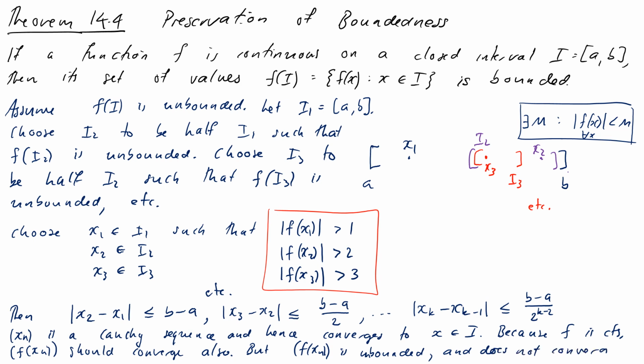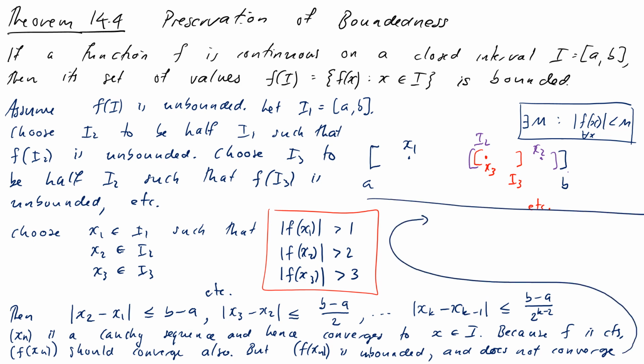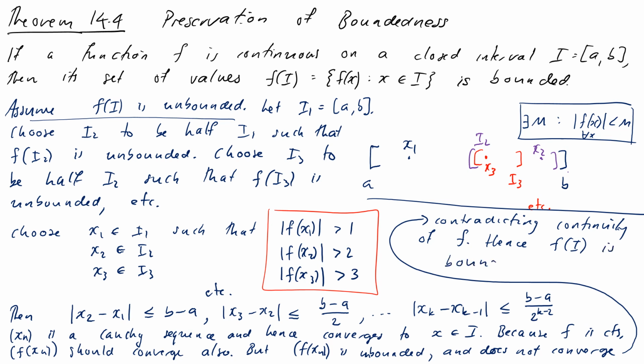And I haven't quite planned out my space very well, so let's just jump up to here to finish our conclusion. This contradicting continuity of f. Okay, so our assumption of unboundedness led to a contradiction, and therefore f of I must be bounded. Okay, that's good. So if we've got a continuous function on a closed interval, then we're guaranteed to have a bounded set of output values. It cannot go running off anywhere crazy.